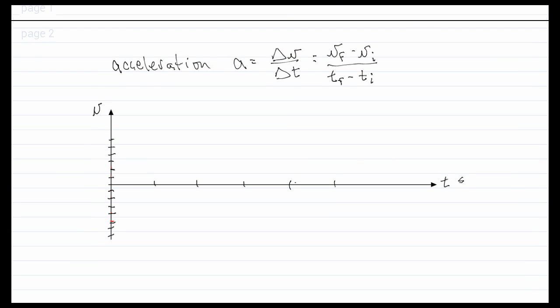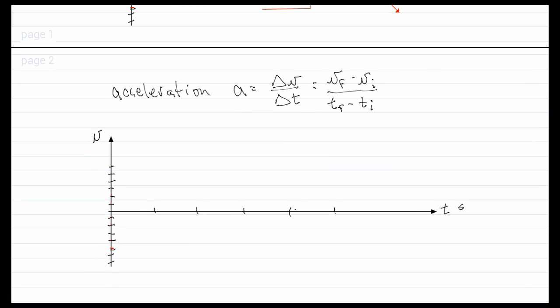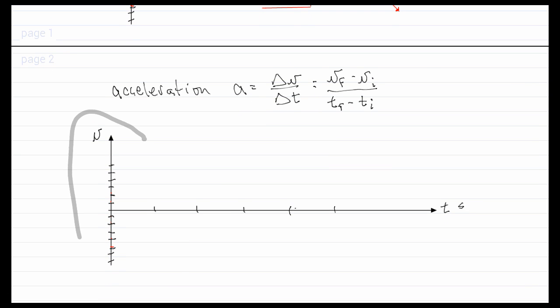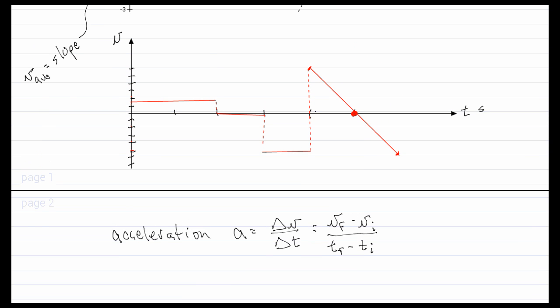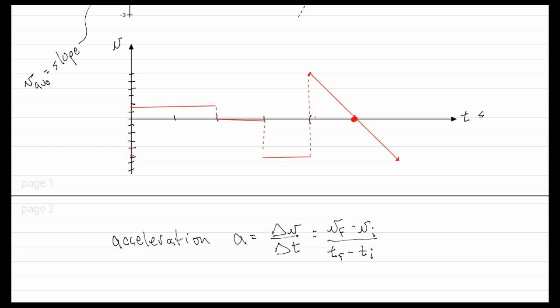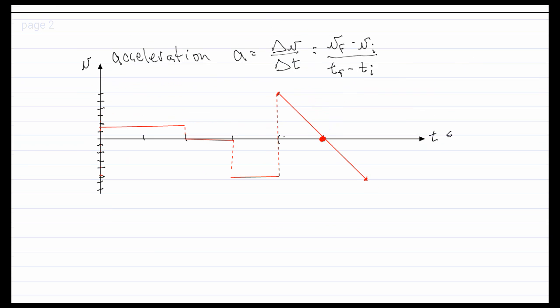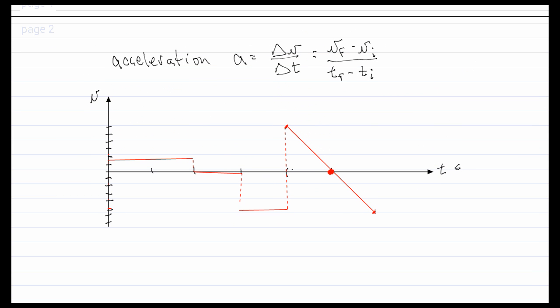Okay, so actually, instead of using this graph, why don't I delete this? And what we'll do is copy this graph here, just so we have it. Okay, there we go. So here's our velocity versus time graph from above, and we're going to use it to figure out acceleration in these various time intervals.